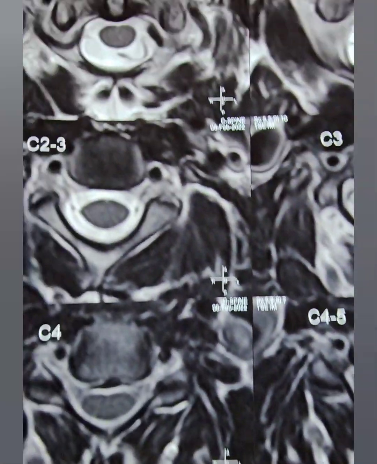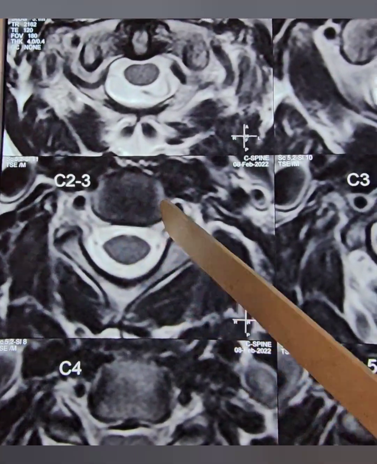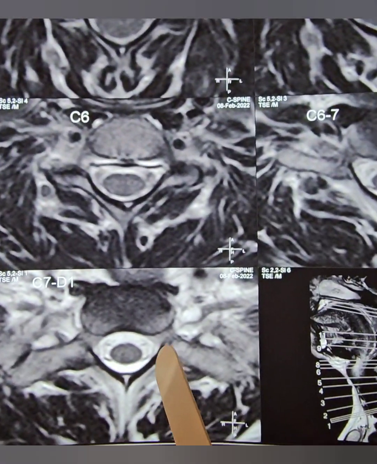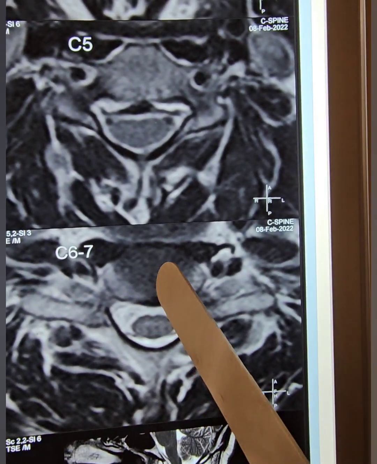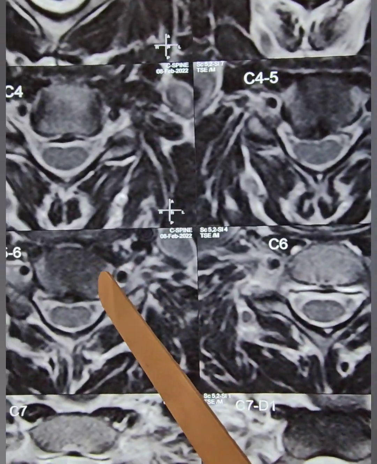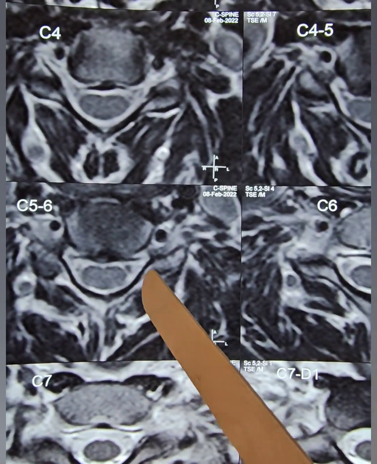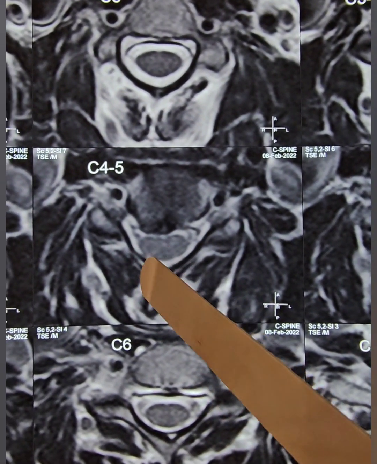Even if you go above to the C2, C3 level, there is not much disc bulge, as well as at the C7, T1 level. But at the C6, C7 level, there is a slight bulge, but not very significant. But at C5, C6, a moderate bulge, and the direction is central. Here at C4, C5, it's paracentral.